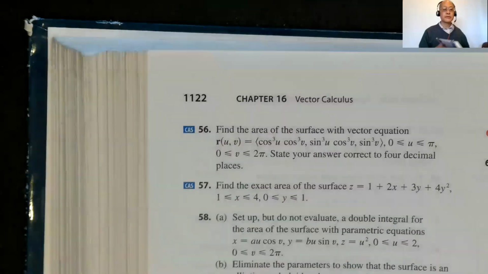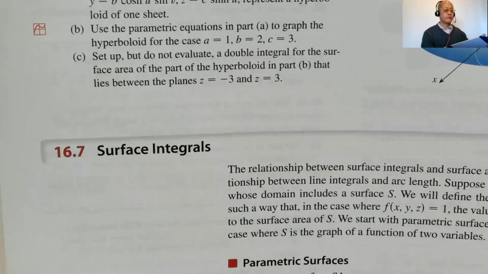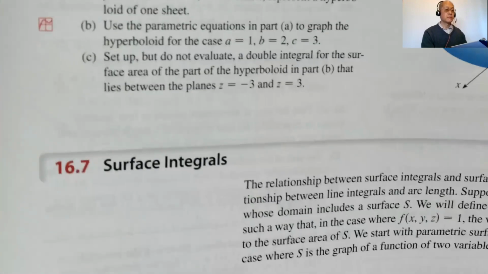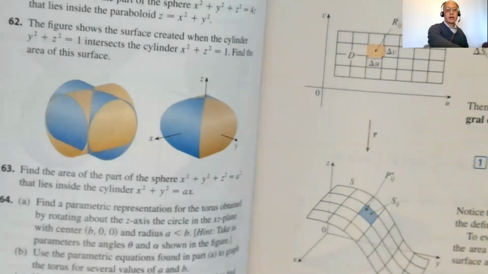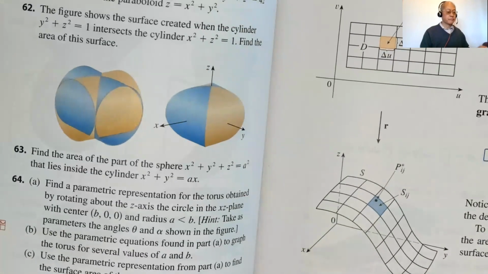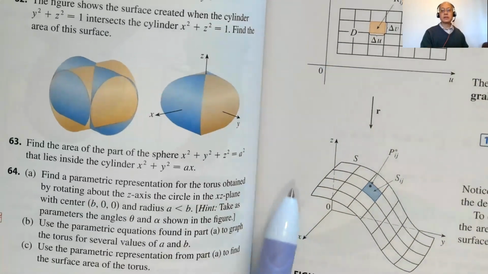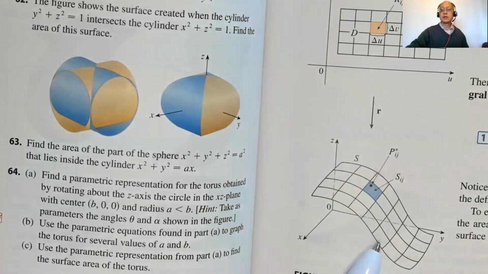This is section 16.7 on surface integrals. We'll be integrating across surfaces now. On page 1122, surface integrals. Right, so imagine we're integrating along a surface. Something that looks like this, or like this.